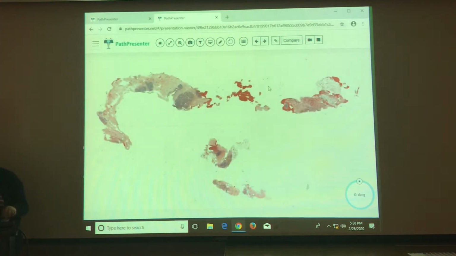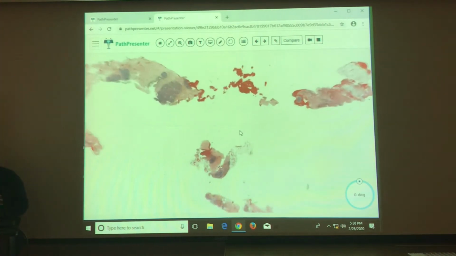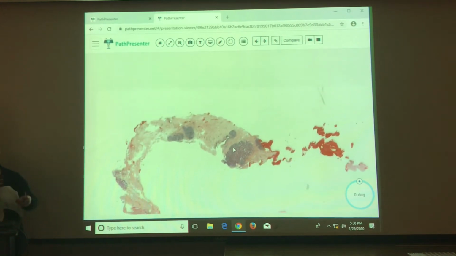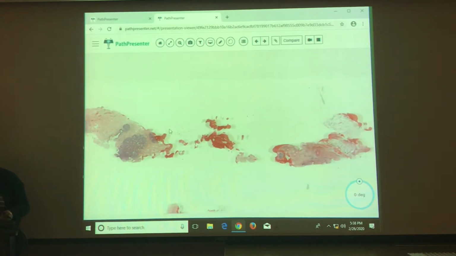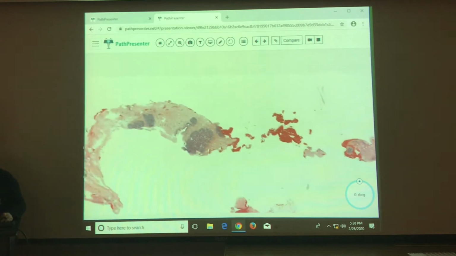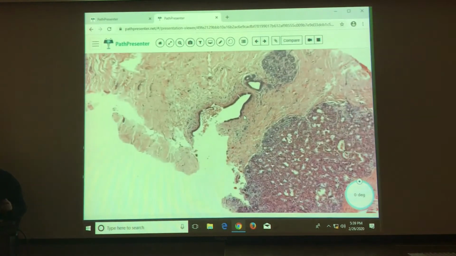Okay, so cystic lesions. There's tissue, some ducts, very fibrous stroma. And there is one lesion for you to look at.